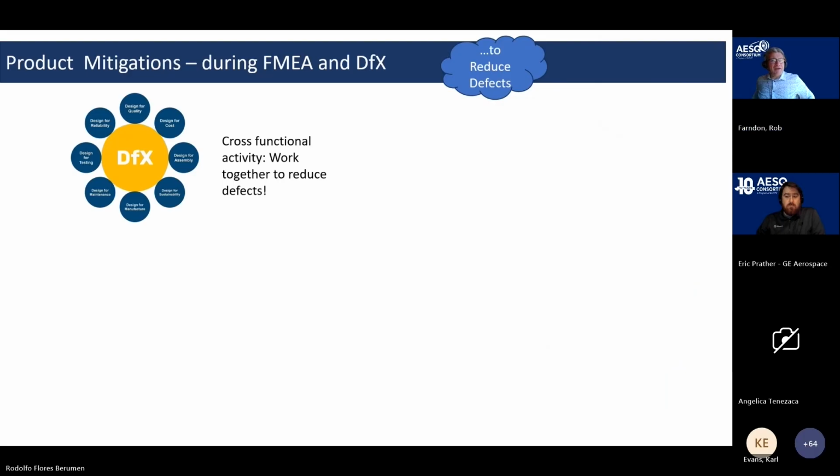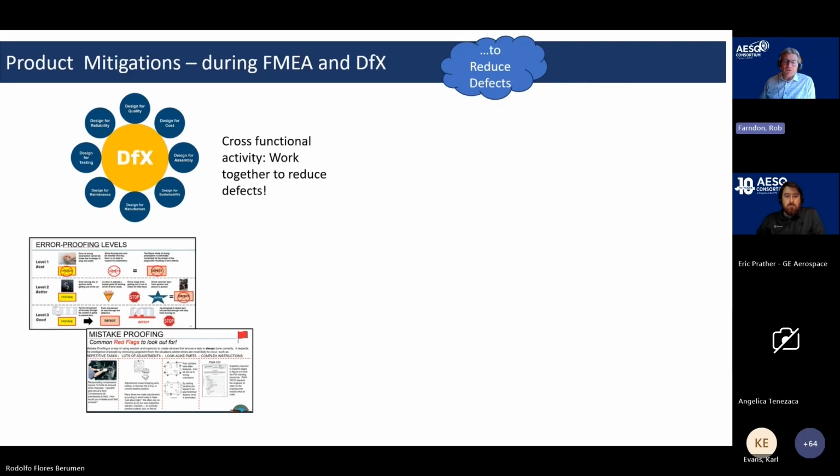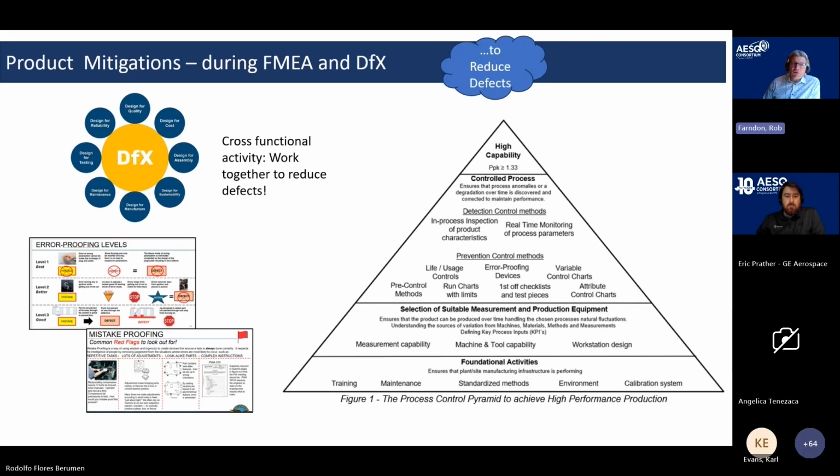So, unpacking what DFX actually is, you can see it's design for anything really, but it tends to focus around the downstream activities: design for assembly, design for manufacture, design for overhaul, etc. And there is always a set of things that we could consider doing to ensure a successful outcome, either for the design or in the manufacturing or overhaul process or whatever. We call those things controls. So the focus in the DFX sessions should be around which controls could be effectively deployed in order to make sure we don't get the defects.